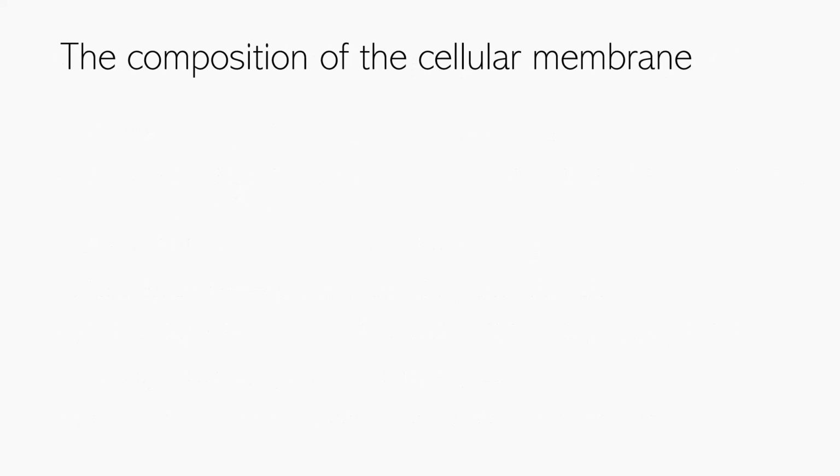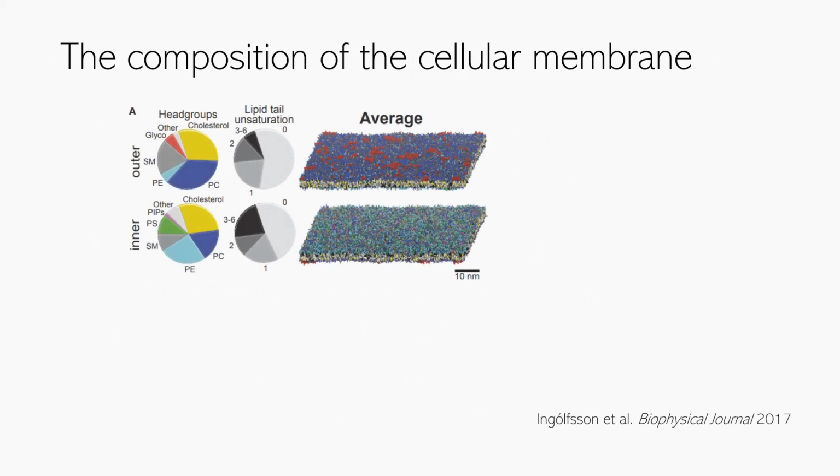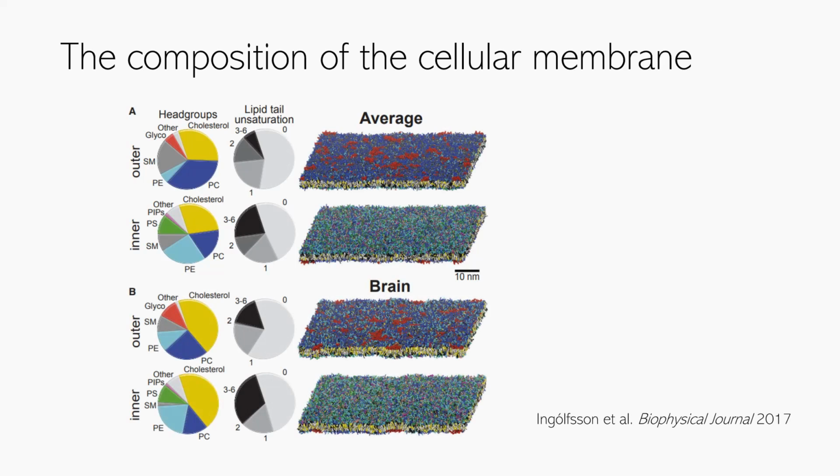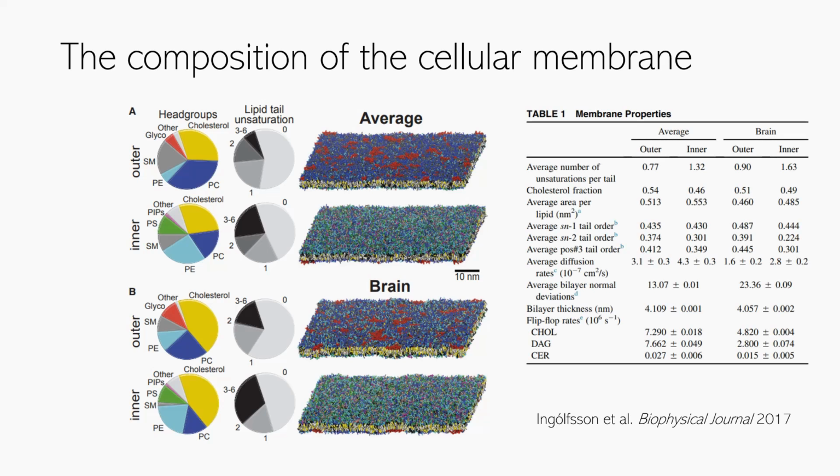So first, we can look at the composition of the cellular membrane. And we can compare the lipid tail saturation of the plasma membrane of the average mammalian cell with the lipid tail saturation of the average mammalian brain cell. This group completed a really detailed analysis of the lipid composition of the plasma membrane, and we can see there are a lot more unsaturated fatty acids in the plasma membrane of neurons compared with other tissues, both in the outer leaflet and in the inner leaflet.